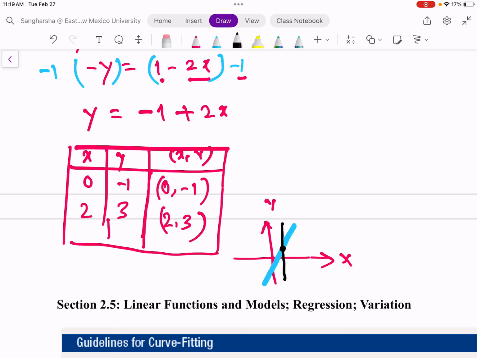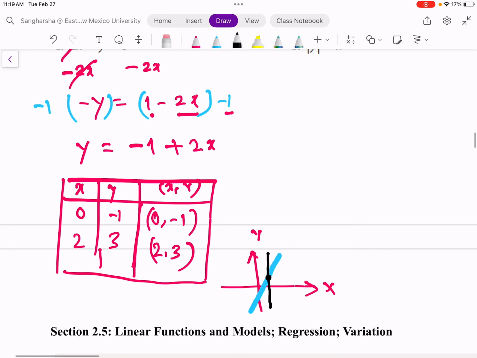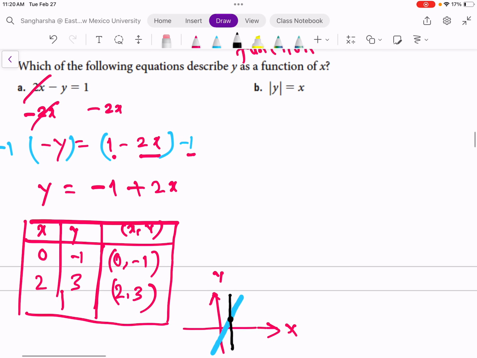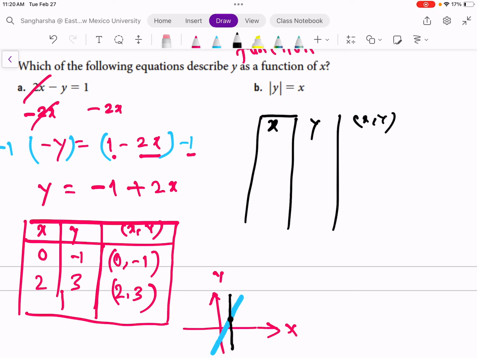Okay. Now, what about the second example? What do you think about the second example? Is this a function? It's not a linear function, right? Now let's check. We can use a graph. Let's make a graph here. So we have x, we have y. Okay. Now can we choose? Now how do we solve here? What do we need to choose here? So we have this equation, absolute value of y equals x.